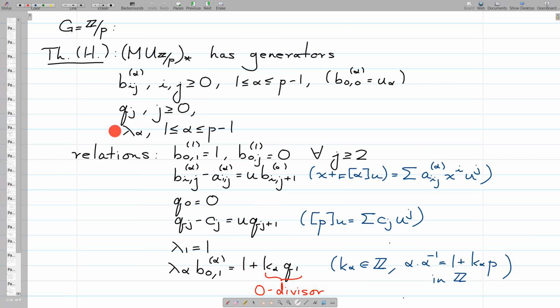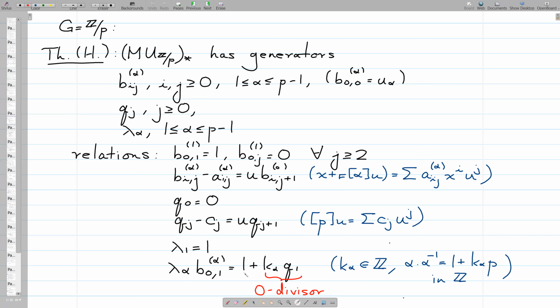But these lambdas, you don't see them for the Z mod 2 case. That's what makes it more complicated. Lambda 1 is 1. That's why you don't see it in the Z mod 2 case, because all you have is only alpha is 1 for Z mod 2. And lambda alpha times B01 alpha. So remember, that's not 1 if alpha is not 1.